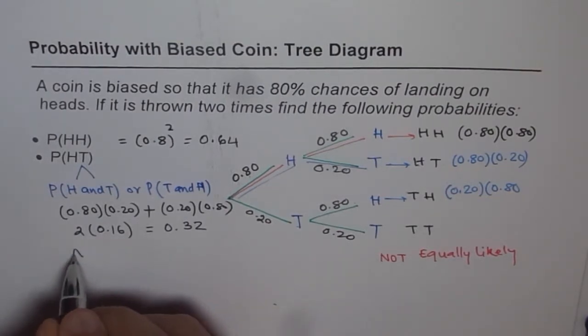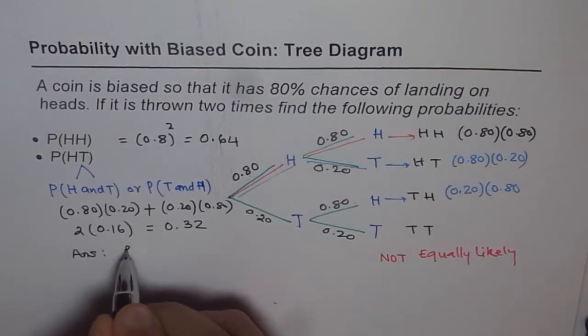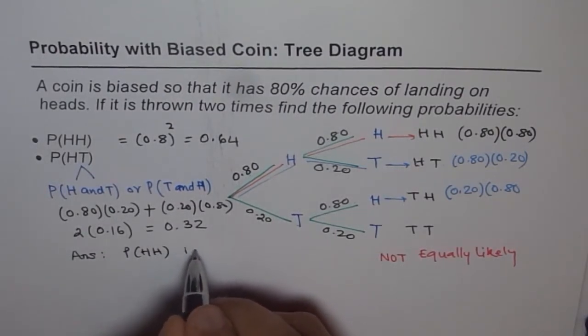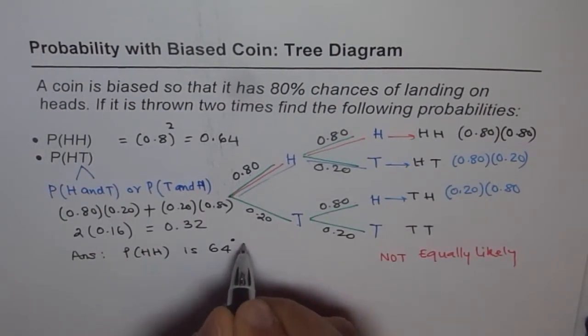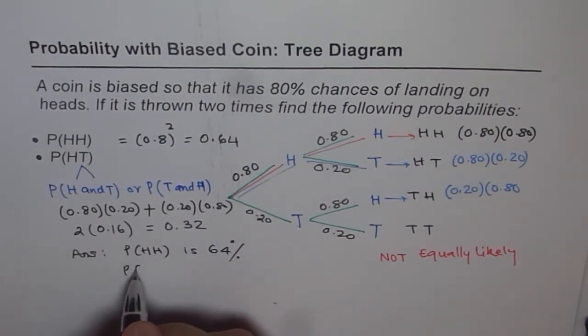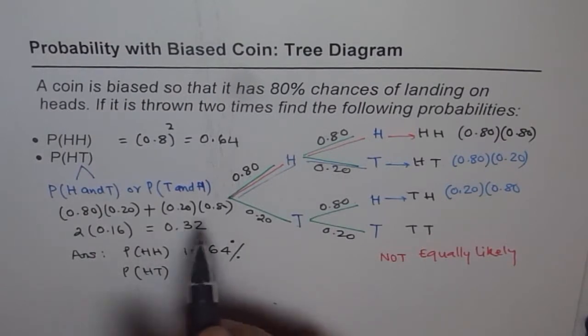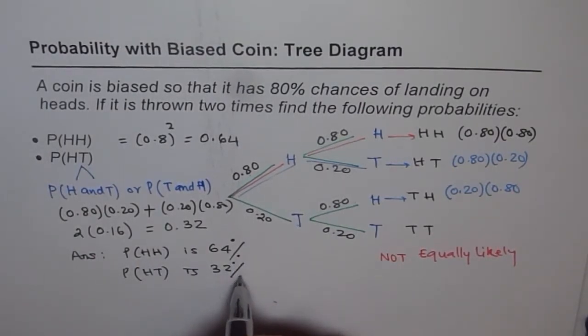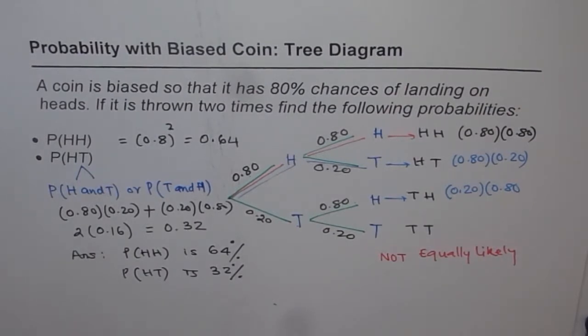So our answer is that the probability of getting both heads is 64%, and the probability of getting head and tail, which also means tail and head, is 32%, right? So that is our answer, right? From here you can always find the probability of getting two tails, which is 1 minus this minus 32, right? So that is how you can solve this.